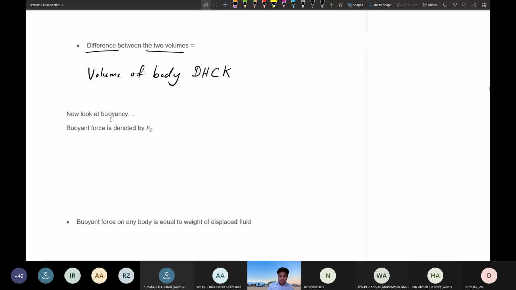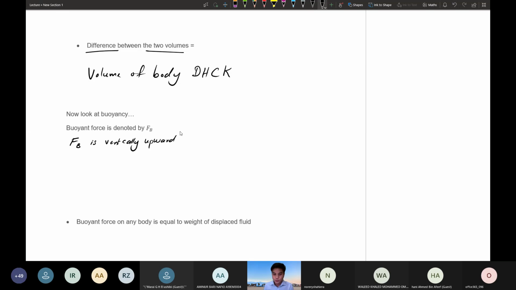Okay, now look at the buoyancy. I try to guide you step by step to understand the concept of buoyancy. Now look at the buoyancy force that is denoted by FB. FB is always acting vertically upward. This is the standard, right? Because to support the body to float.